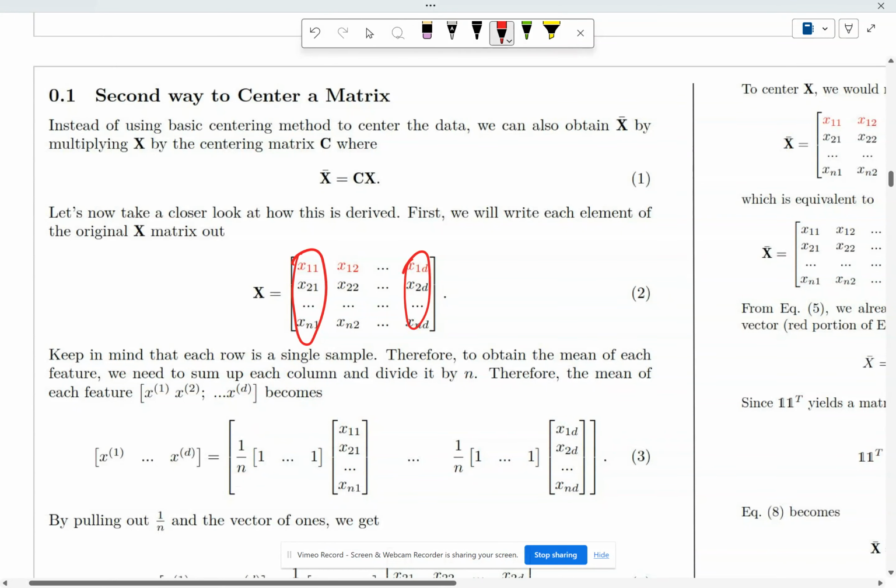So this right here takes the first column, sums the whole thing up, divided by n. And the result is the average for dimension 1. Okay, so this is the average of dimension 1. Now, if you were to do this again for the second column, third column, fourth column, then you're going to get the average of each column.